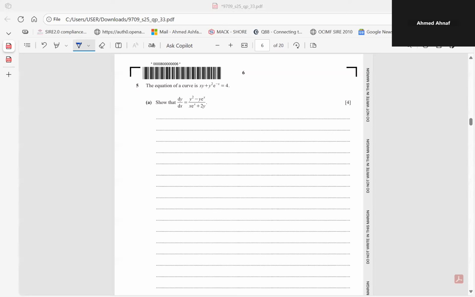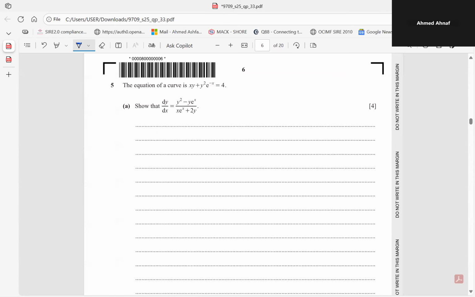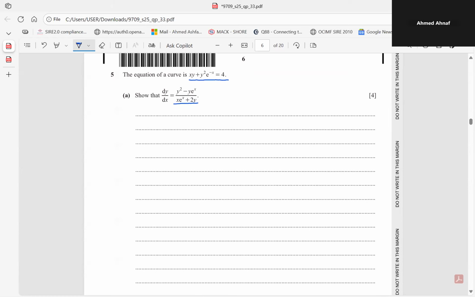Okay, so for this question, we're told that the equation of a curve is this. It's expressed implicitly. So for the first part, we have to show that dy/dx is equal to this. First of all, let's differentiate each side with respect to x. So d/dx of xy + y²e^(-x) equals d/dx of 4.